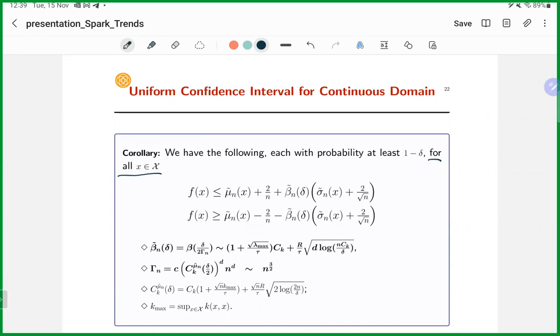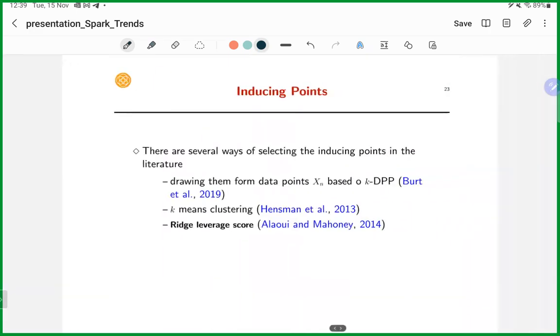Okay. So basically, we prove that these confidence intervals hold uniformly for all x. About the inducing points, there has been quite a lot of work in the literature. There are several ways of selecting these inducing points. One way is to draw them from X_M. As I said, in practice, inducing points are usually just selected from the existing data.